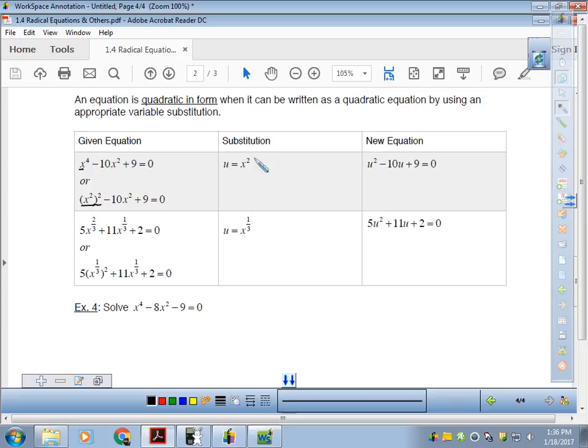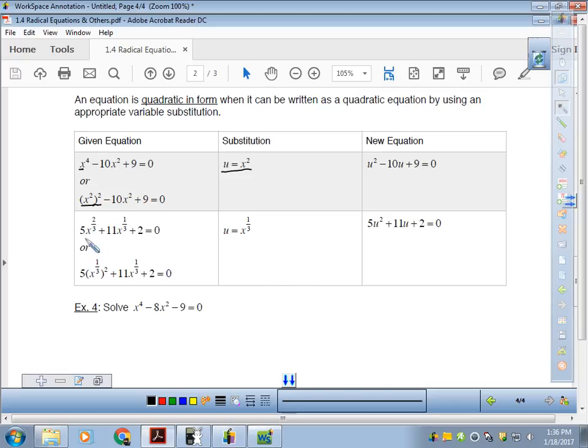Well, what that allows you to do is a substitution. I can say, hey, anytime I see x squared, let's just replace it with u. So right here I see an x squared, so I'm going to replace it with u. So I have u getting squared. Right here I see an x squared, so I'm going to replace it with a u. So this term becomes minus 10u plus 9 equals 0. Now, instead of being a fourth power function, it's just a second power function. It's just a quadratic function, and we can solve it pretty easily.